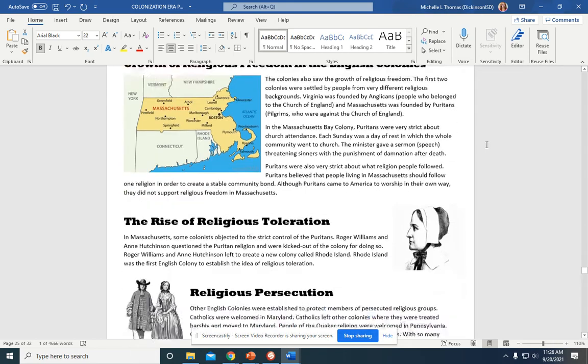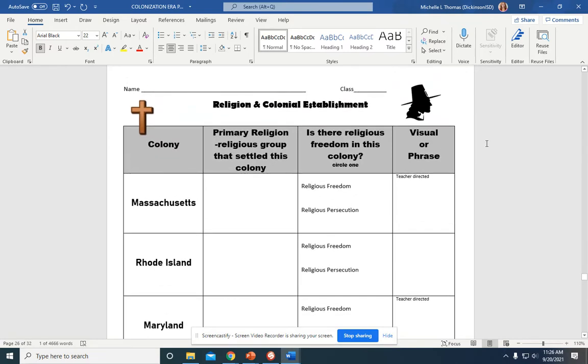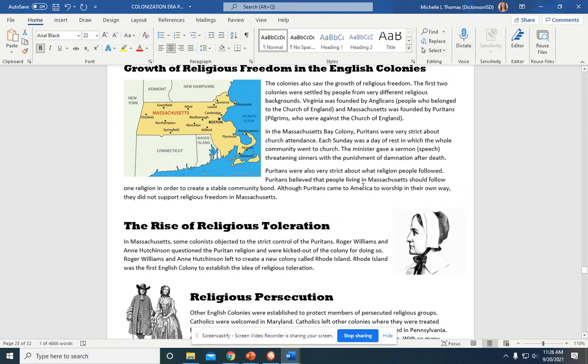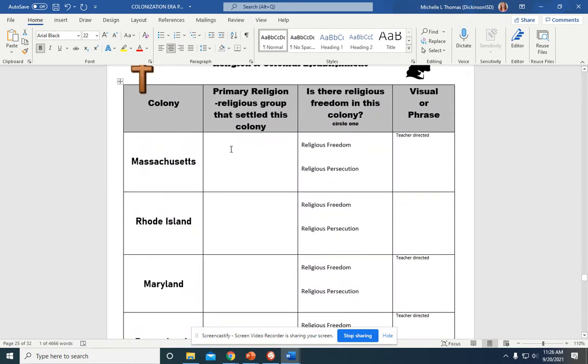Okay, here's what you're going to do. You're going to go to the chart on the next page. This is a very short, easy to read reading, divided into sections here. You'll need to read this so that you can get your education and take your notes right here. This is where you get facts. Again, small boxes means small writing. I want to know in Massachusetts, what was the religious group? Your answer is going to be a religion. Put that for your answer right here.